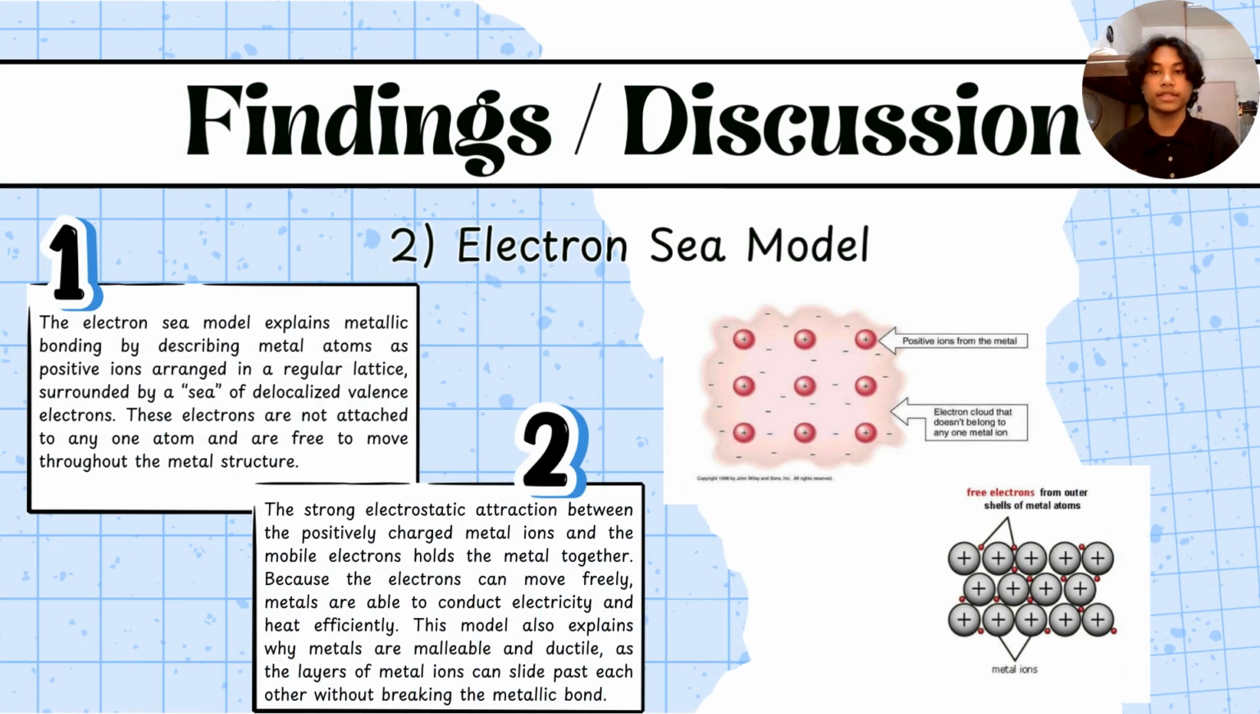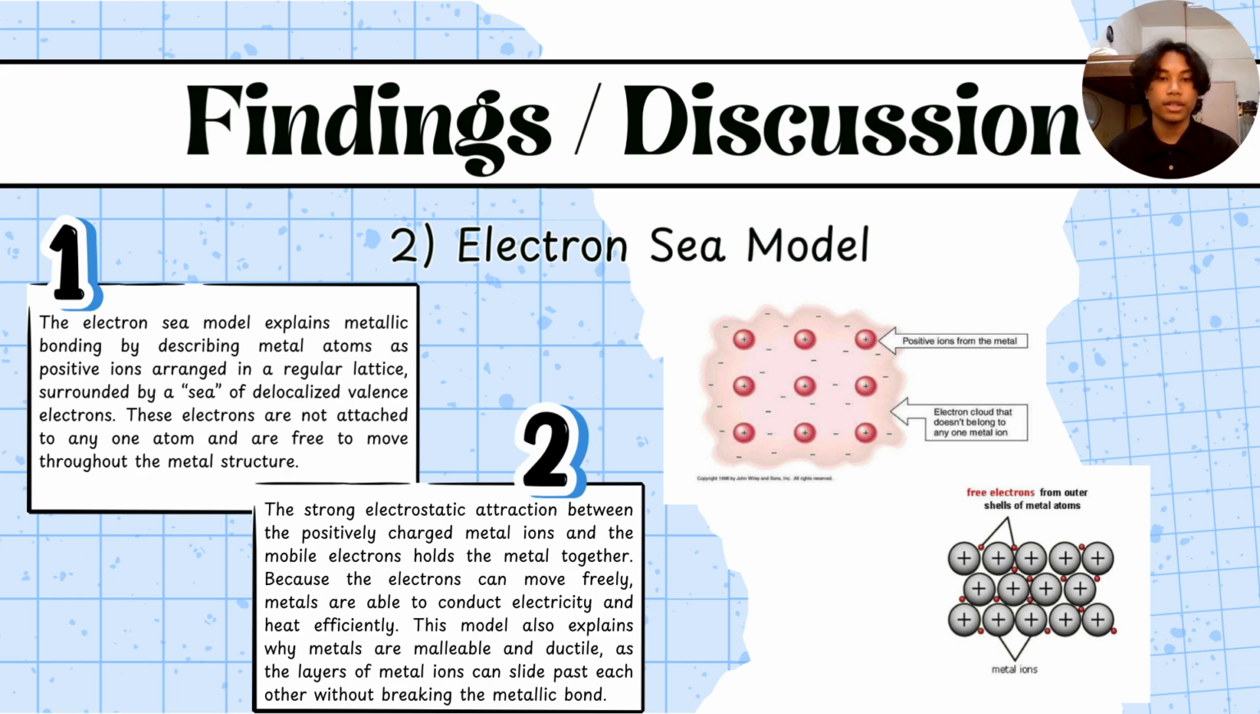For the next one, for findings and discussion, which is the electron sea model. The electron sea model explains metallic bonding by describing metal atoms as positive ions arranged in a regular lattice, surrounded by a sea of delocalized valence electrons. These electrons are not attached to any one atom and are free to move throughout the metal structure.